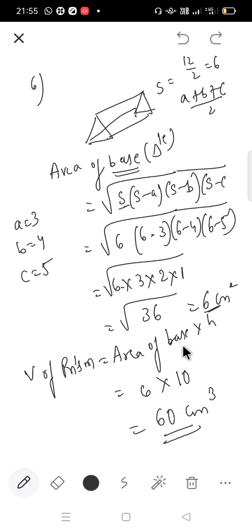60 centimeter cube. First of all, I found out area of the base. Base is in the shape of a triangle. I used area of the triangle formula. Into height you should use, height of the prism is nothing but 10 centimeters. So total 60 centimeter cube.